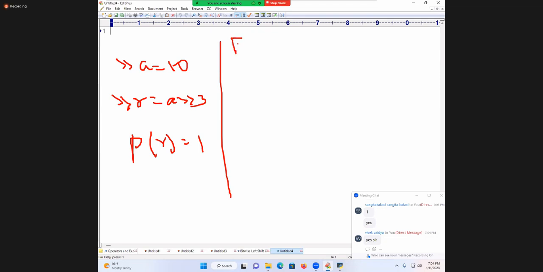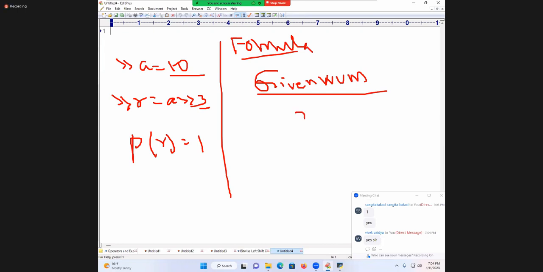Now I will tell you the formula, and how to answer it quickly in interviews. Very simple, students. What is my given number? 10. What is my number of bits? 3. So the formula is the given number divided by 2 to the power of number of bits. It is the division I am applying. 10 by 2 to the power of 3. What is the answer now? 10 by 8.